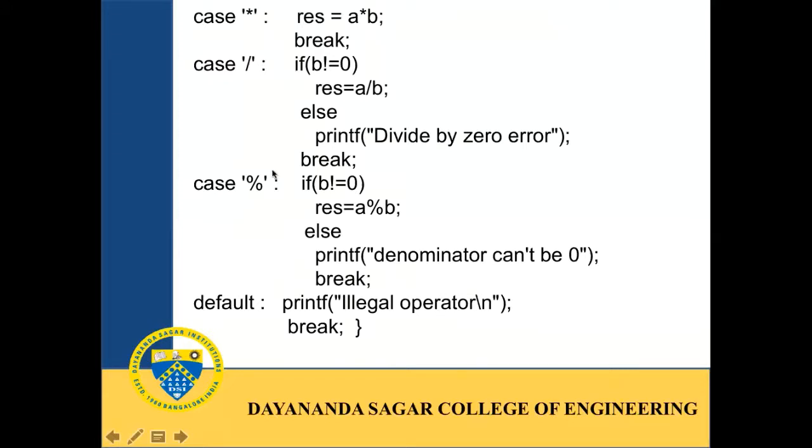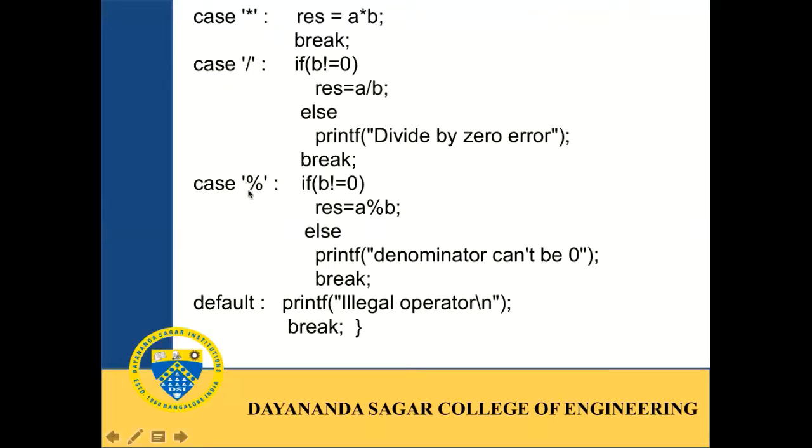Similarly, for division and the mod operator, we have a two-way selection statement being used, so that we check whether the denominator is 0 or non-zero. If it is non-zero, then only will we be able to execute that expression. So here, if b not equal to 0, then we solve the expression result is equal to a divided by b. Otherwise, if this condition fails, then we just give a message to the user that there is a divide by 0 error happening, so that the user will know that he has to enter a non-zero number for the variable b, right?